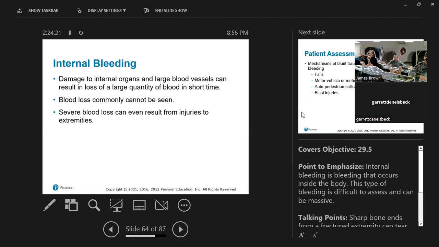So I'll just get into it. We were talking about abnormal posturing. So you have decorticate posturing and decerebrate posturing.